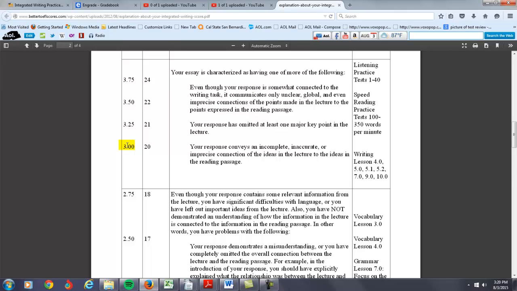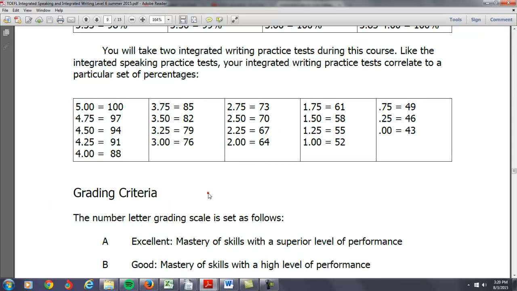So 3.0 out of 5, or 20 points out of 30 on this practice test. Now what does that mean? For the purposes of our class, when you look at 3.0, that's going to put you at 70%.